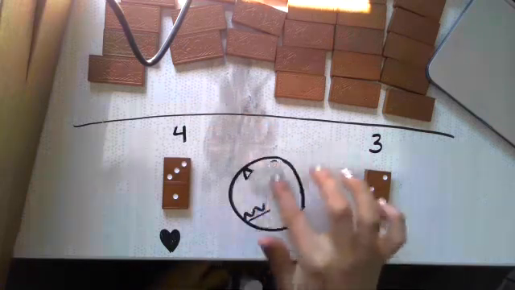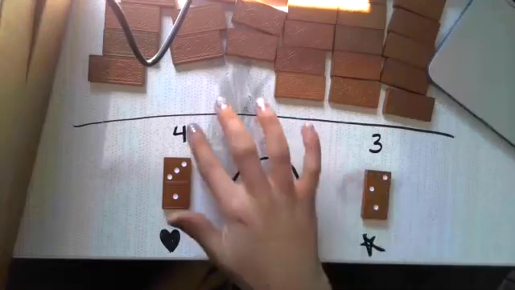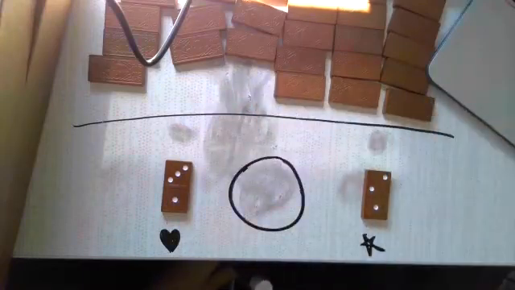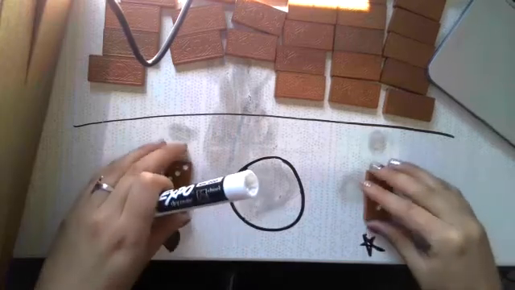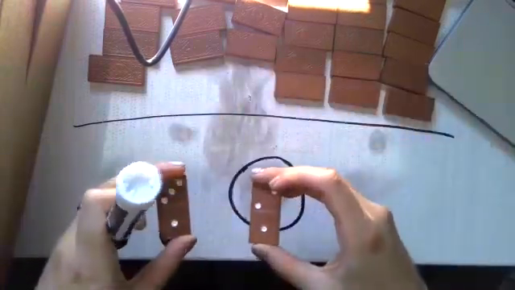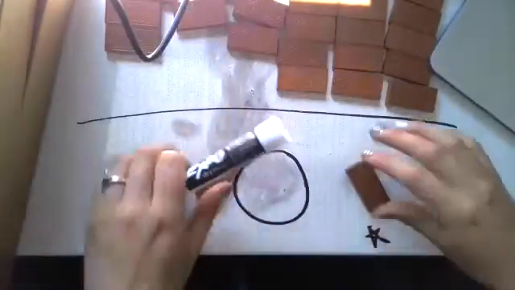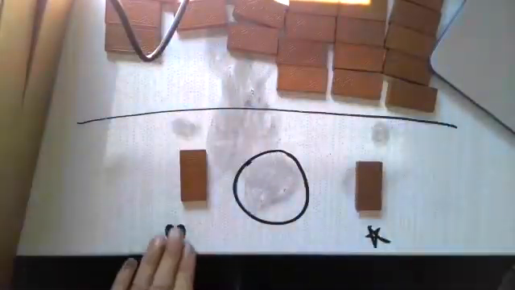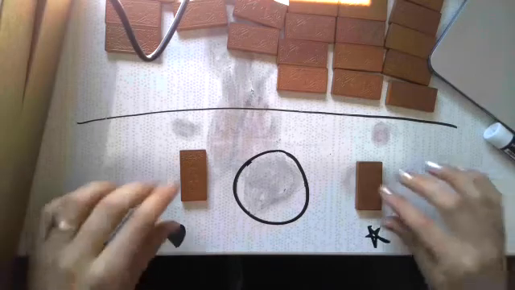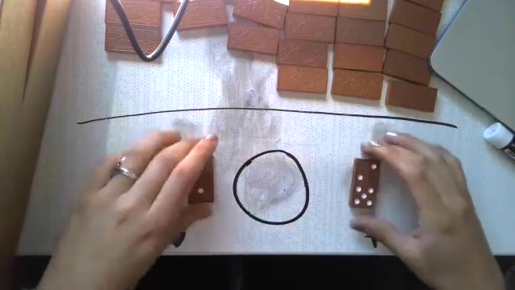I'm going to erase this guy right here. I'm going to erase my numbers. And if you're playing with yourself, that is completely fine. I'm going to place these in the boneyard because they are dead. I'm going to have these 2 dominoes for the hearts and the stars. All right, I'm flipping them.